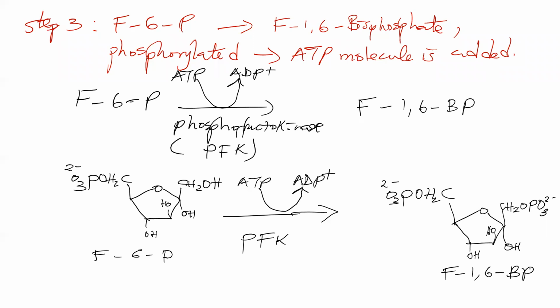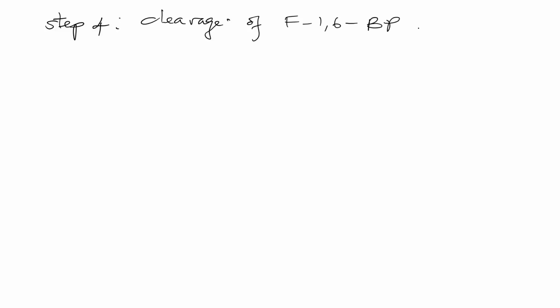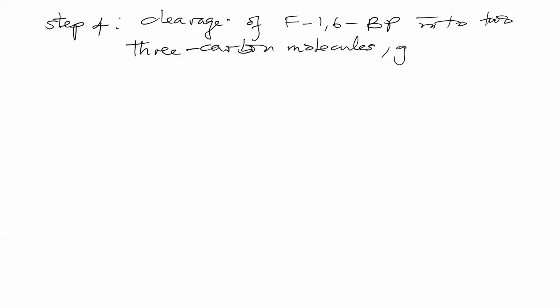Let's end with step number 4. So step number 4 is the cleavage of fructose 1,6-bisphosphate into 2 3-carbon molecules, namely glyceraldehyde 3-phosphate.